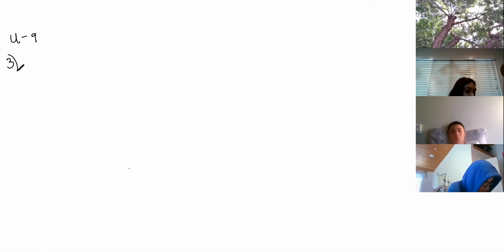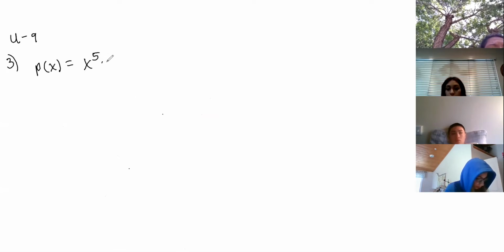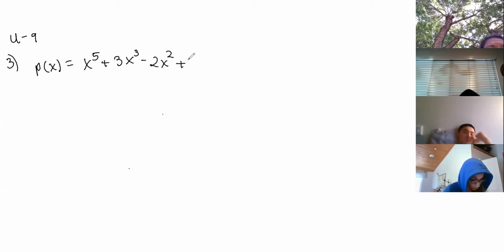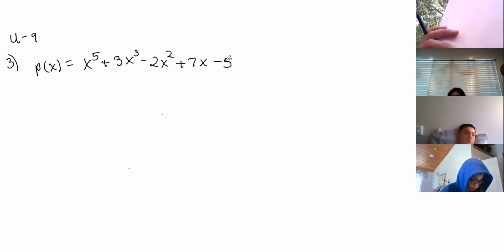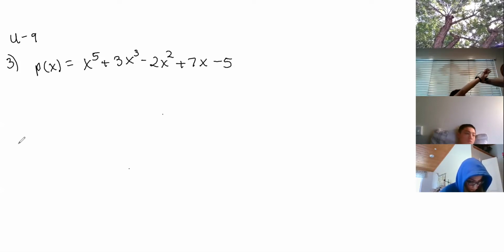Okay, Unit 9, number 3, is asking us to find the number of possible positive, negative, and imaginary complex roots for the function p of x equals x to the 5th plus 3x to the 3rd minus 2x squared plus 7x minus 5. Find the number of positive, negative, and imaginary. So I'm going to put that down here.